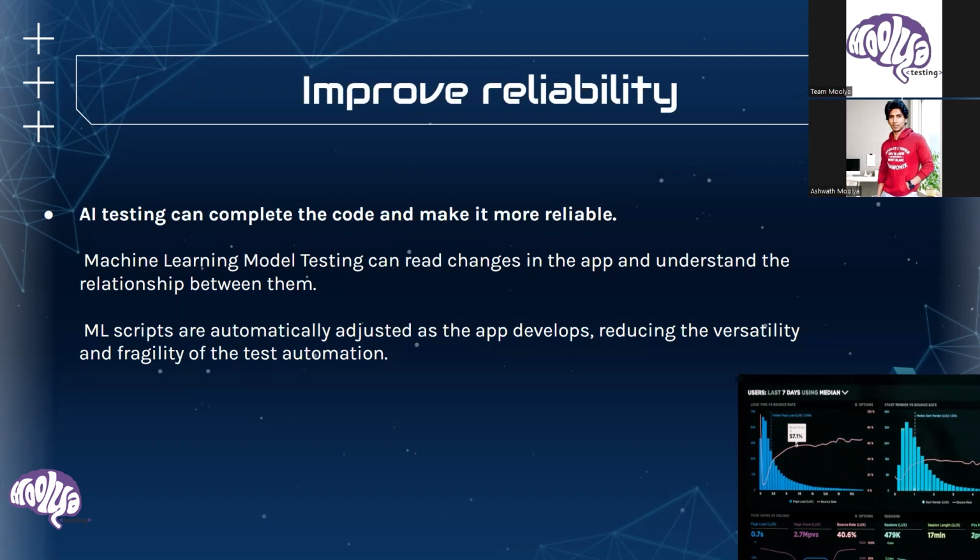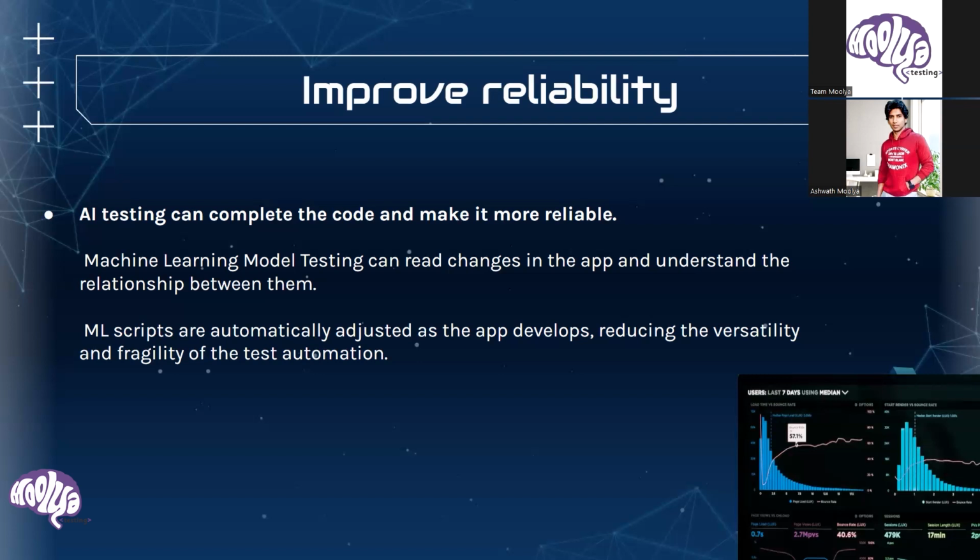Now, how AI has solved this problem is, AI testing can look at the code and make it more reliable. So you don't have to change the test every time the developer makes a small change. Once you integrate it, it automatically identifies what change has been made, and it gives the pass result. And certain machine learning model testing can read these changes in the application and understand the relation between them.